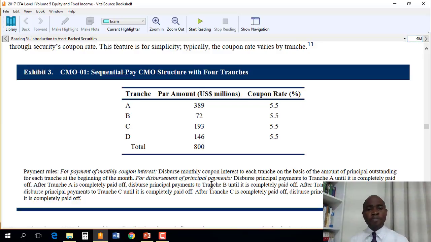For disbursement of principal payment, disburse principal payments to tranche A until it is completely paid off. After tranche A is completely paid off, disburse principal payments to tranche B until it's completely paid off. After tranche B is completely paid off, disburse principal payment to tranche C until it's completely paid off. After tranche C is completely paid off, disburse principal payments to tranche D until it is completely paid off. So you are paying the tranches in sequence. A is paid first, before B, before C, before D.